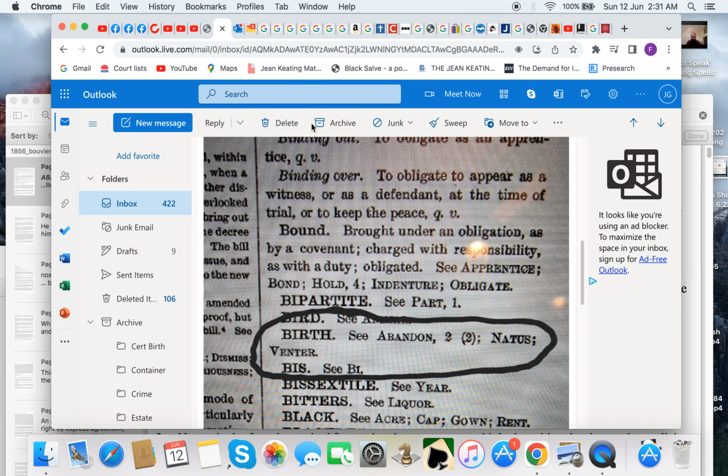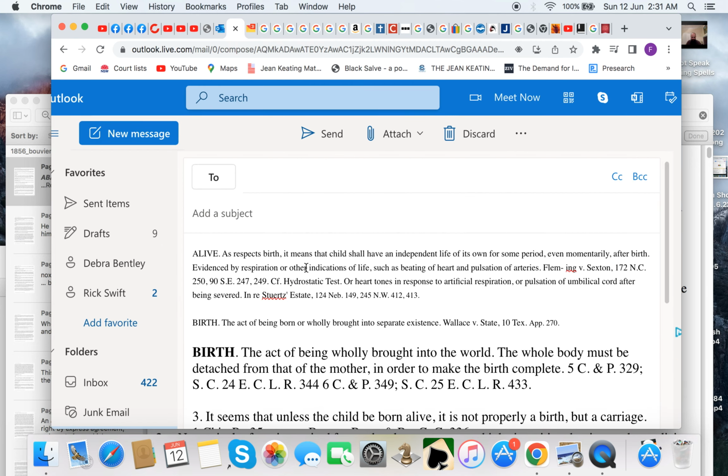abandon. So we've covered abandon, which means it's French law, which has been used in English-speaking countries. And we'll go to birth. The act of being wholly brought into the world. Now, world means time. Remember? An estate is measured.